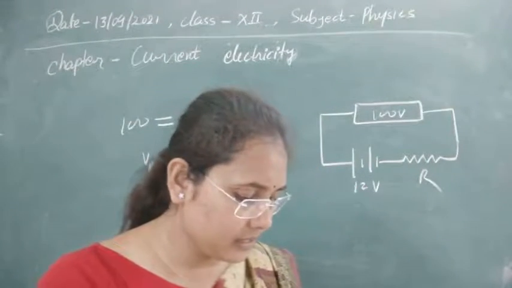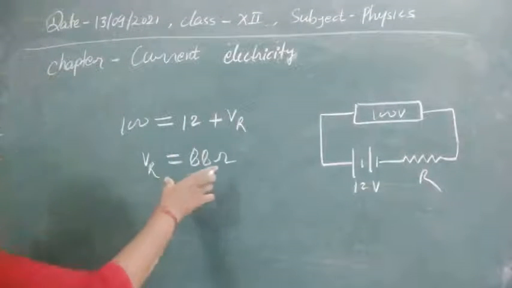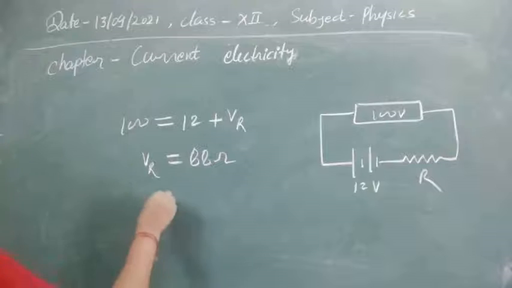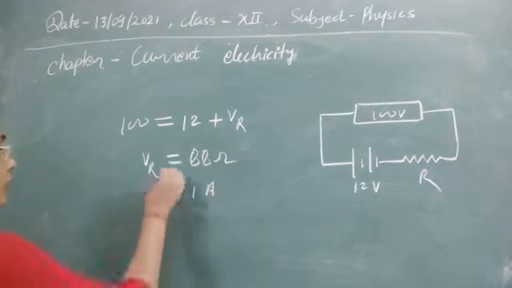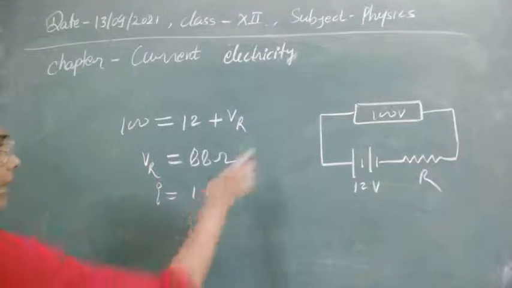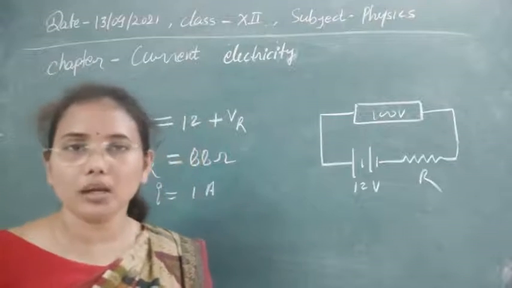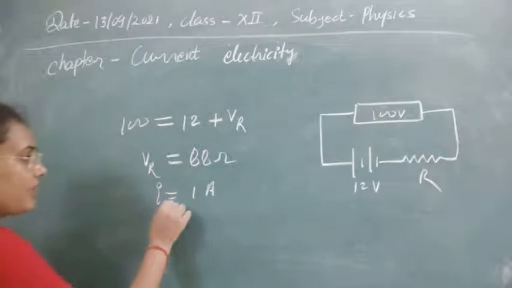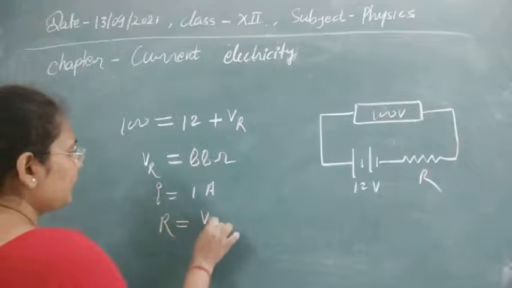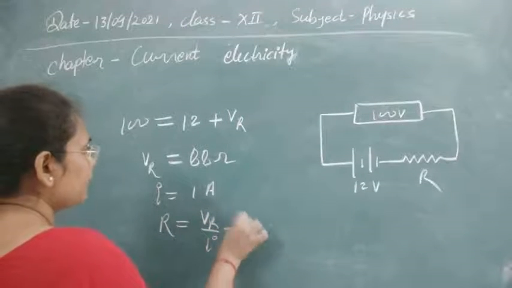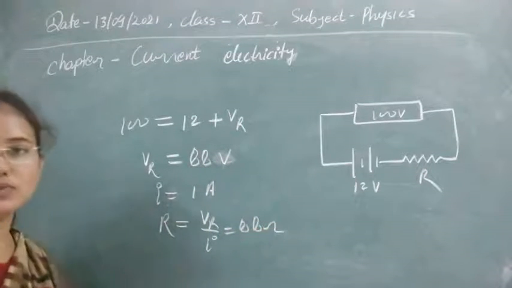So the value of resistance is obtained as follows. First of all, the potential is obtained in this one. Now the current is given in our question, that is 1 ampere current is flowing. As all these components are in series, the same current will flow through all of them. So through the resistor, 1 ampere current will flow. The resistance can be calculated by VR by I, and that will be equal to 88 ohm here. So this is a very easy question.